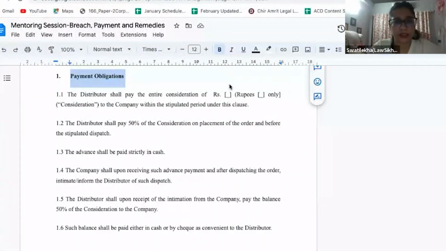Can we combine 1.5 with 1.6? Yes, Johnny. It's nothing like you have to capture the points the way I have captured. Nothing. This is just for the sake of drafting. Here I have done it. If you think you need to combine 1.5 with 1.6, absolutely you can do that. Okay? The crispier the contract, the better.